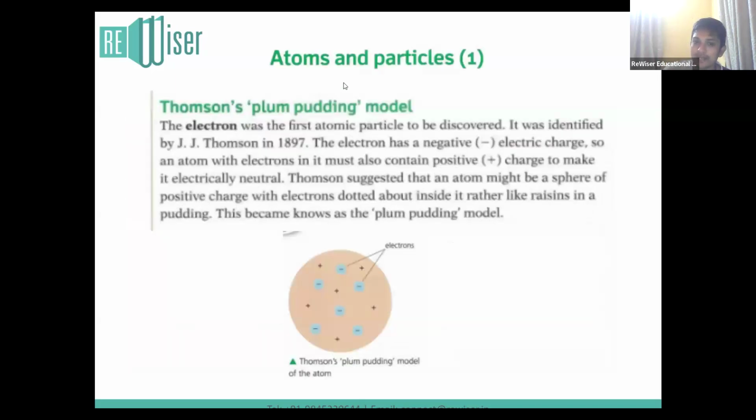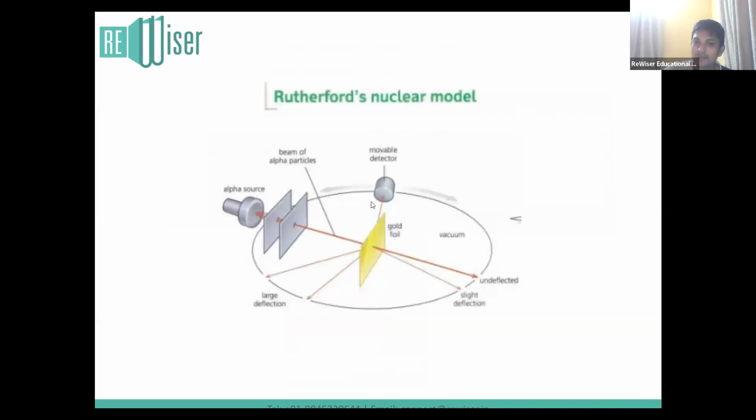Next, the atoms and particles. One of the models that we discussed is Thomson's plum pudding model, where he assumed that the positive and the negative charge particles were spread throughout the atom, which we now know as false. The actual structure is the standard model that we've learned: Rutherford's nuclear model.